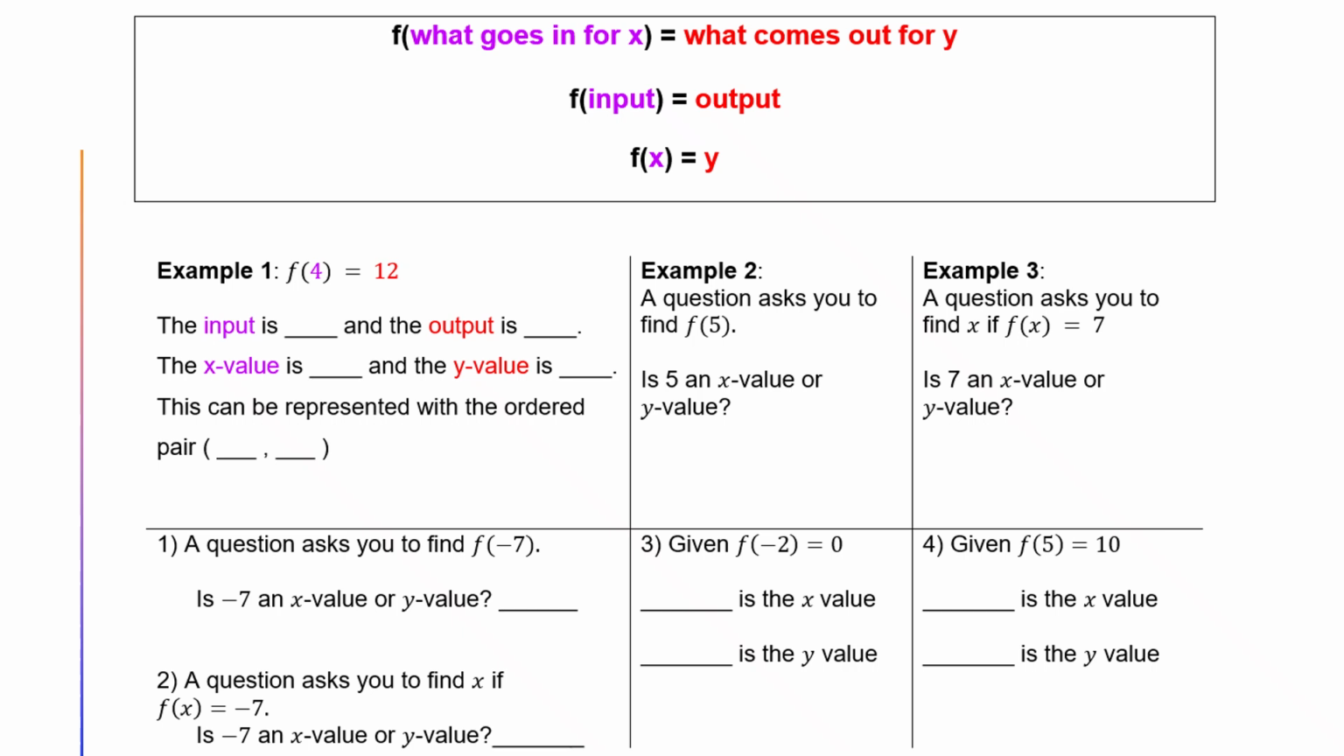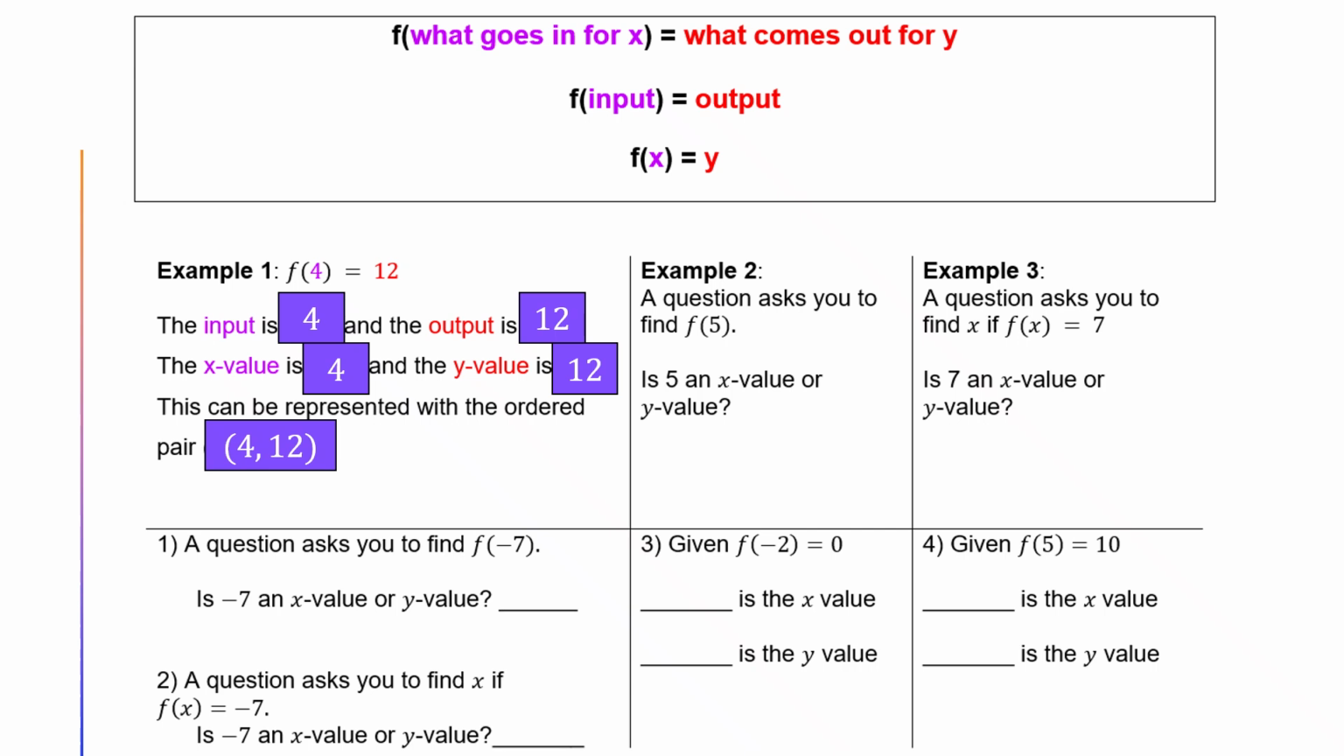So take a look at this first example. We're seeing that f of 4 is equal to 12. So the input value is 4 and the output value is 12. Remember, that is also the x value and the y value. Input is x, output is y. So this can be represented with the ordered pair (4, 12).